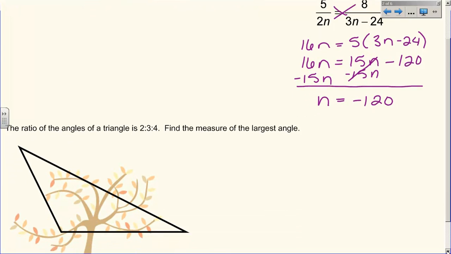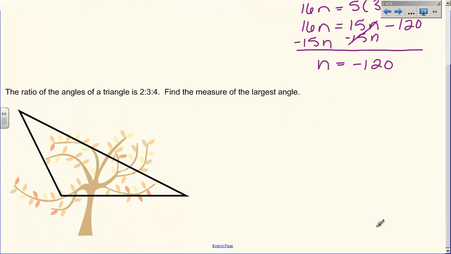We're going to do the same thing with this next problem, but sometimes proportions are not given to you as a proportion. So here's what you're given. The ratio of the angles of a triangle is 2 to 3 to 4. So they give it to you in ratio format with the colons. You're asked to find the measure of the largest angle.